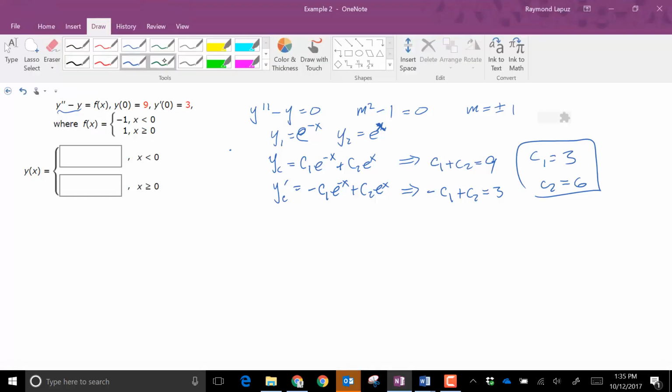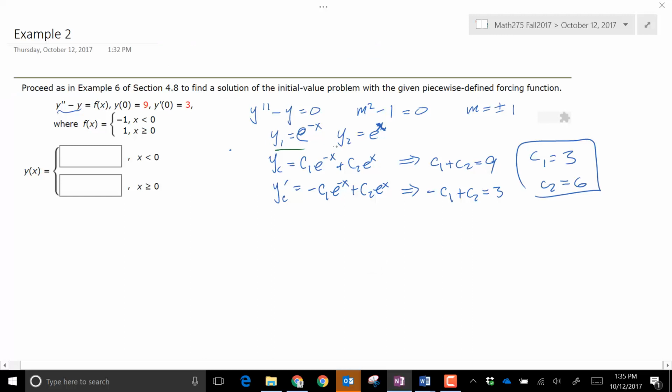We have y1 and y2. Let's use this to find Green's function. We need a Wronskian, and the order matters now that you've assigned y1 and y2. So the first column will have e to the negative x, the second column will have e to the x, and then its derivative.